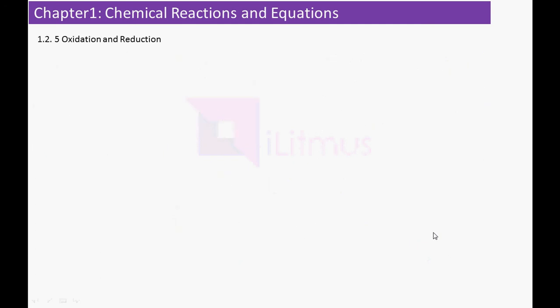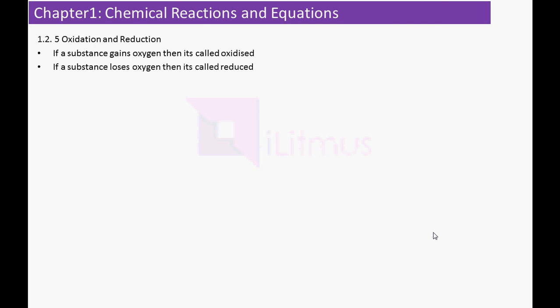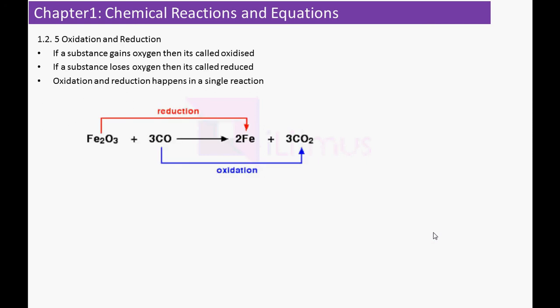Then oxidation and reduction. These are very important chapters going forward. So if a substance gains oxygen, then it is called oxidized. Similarly, if a substance loses oxygen, then it is called reduced. Oxidation and reduction happen in a single reaction. Something loses oxygen, something gains oxygen. So take this example.